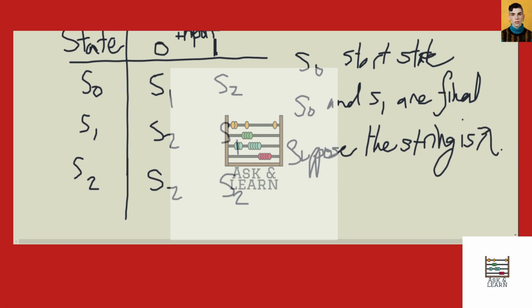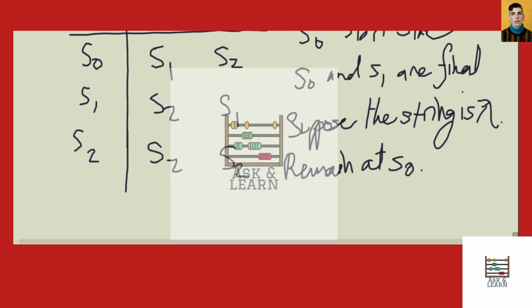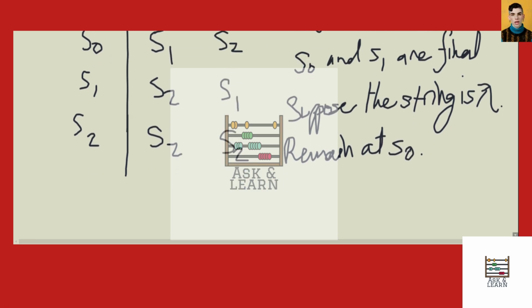Now, let's consider some different cases. Let's suppose that the input is the empty string, which is lambda. Then, of course, we're not going to move to any other states. We're going to remain at state S0, which is a final state. So it follows that lambda is in fact recognized by the automaton.